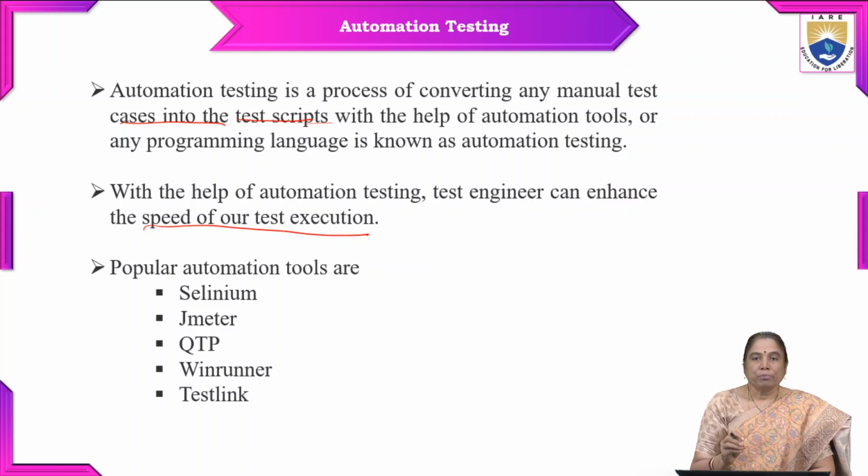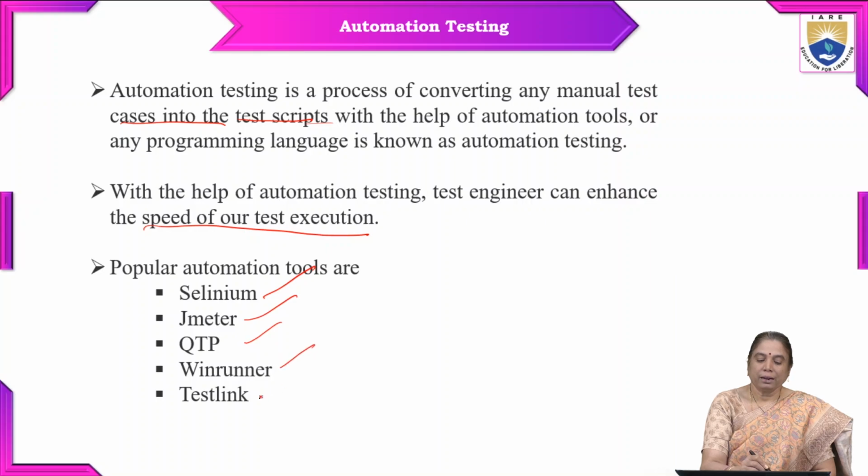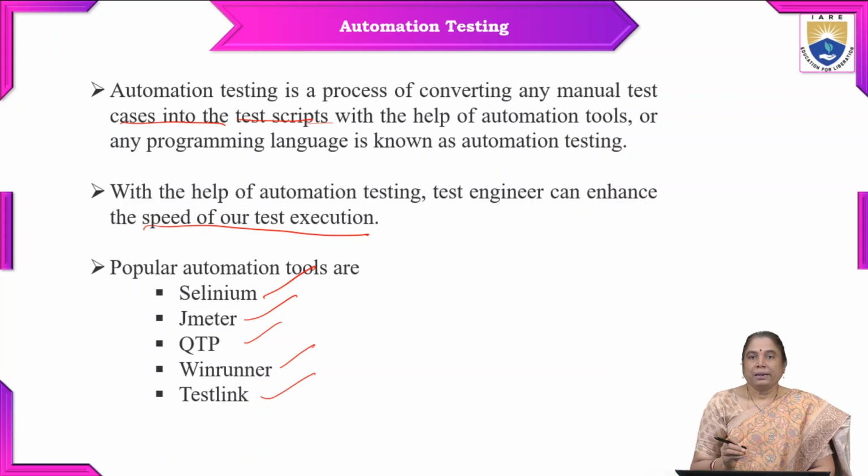A variety of automation tools are available. A few popular tools are Selenium, JMeter, QTP, LoadRunner, and TestLink. These tools are categorized as test management tools, functionality testing tools, and performance testing tools. TestLink and TestDirector are a few tools that can be used for test management purposes. Selenium, QTP, and JMeter are used as functionality testing tools. LoadRunner is used as a performance testing tool.